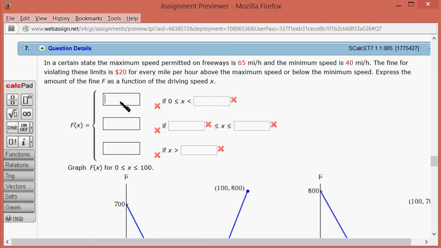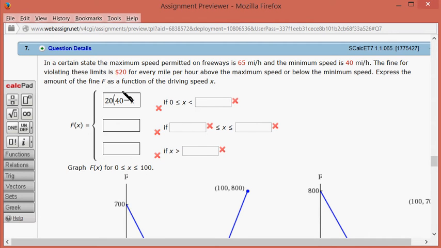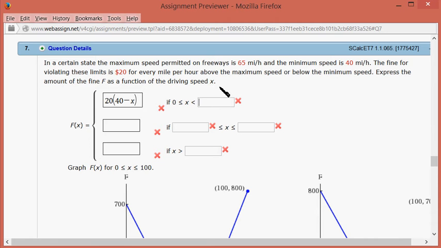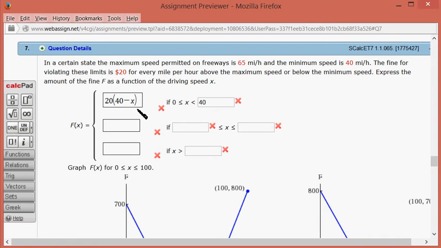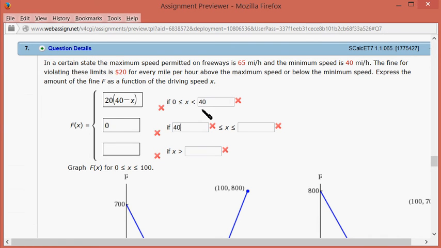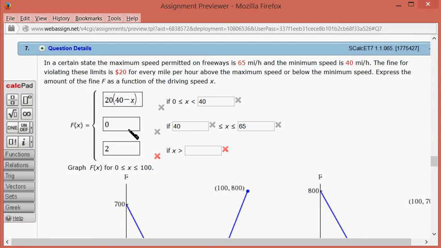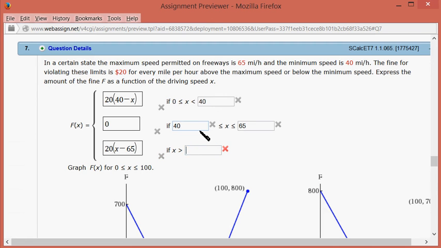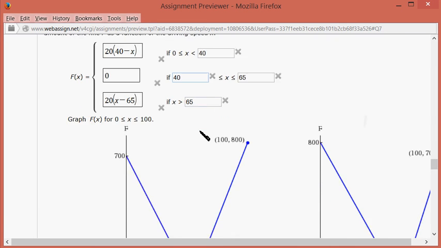So what we found was 20 times (40 minus X) between 0 and 40. There's no fine if you stay between 40 and 65. Then the fine is going to be 20 times (X minus 65) if it exceeds 65. That's going to be the function, and now we're going to look at the graph.